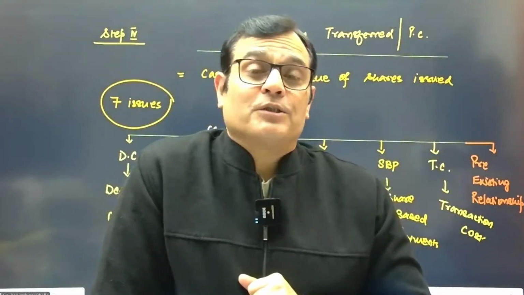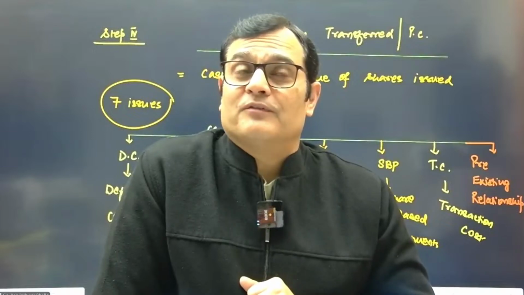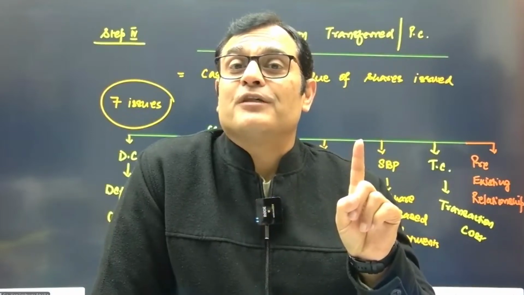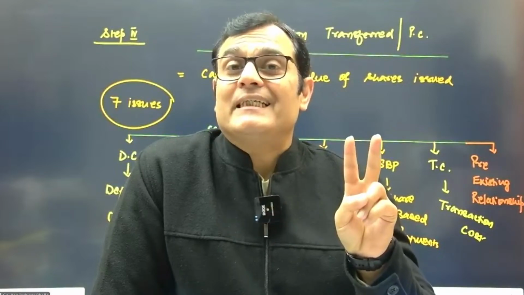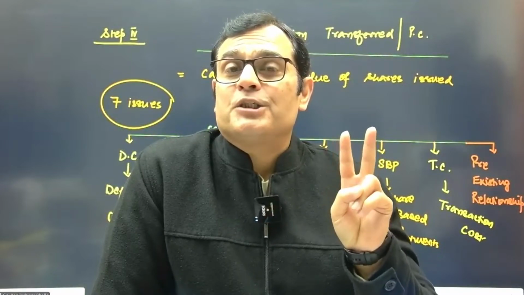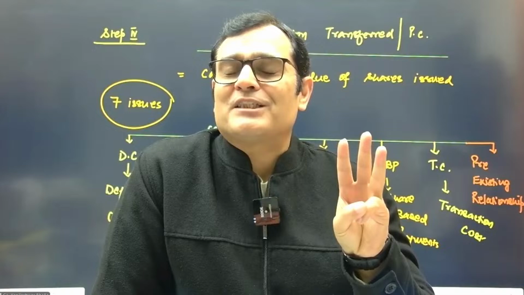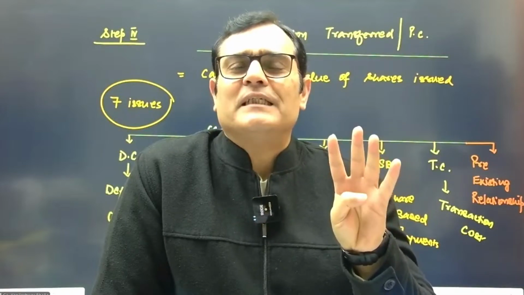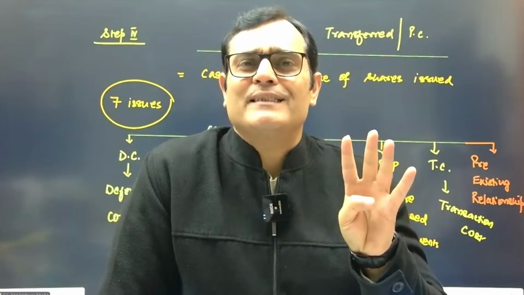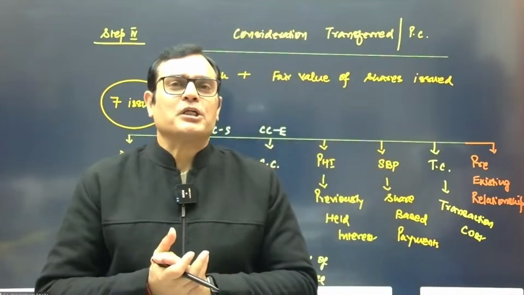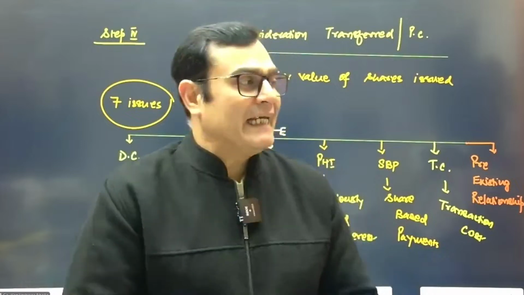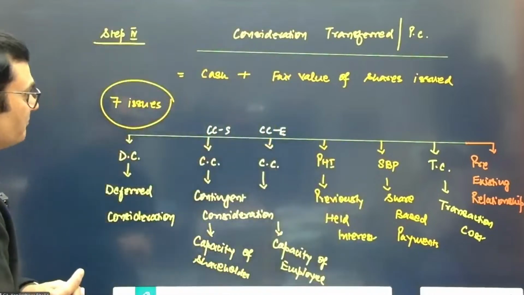I'm sure at least 4 to 5 would have immediately registered in your mind. When I say DC, deferred consideration, CC, contingent consideration, shareholder capacity, employee capacity, CCS, CCE, TC, all ending with C: DC, CC, TC. And then you've got PHI, share-based payments, SBP, and a pre-existing relationship.